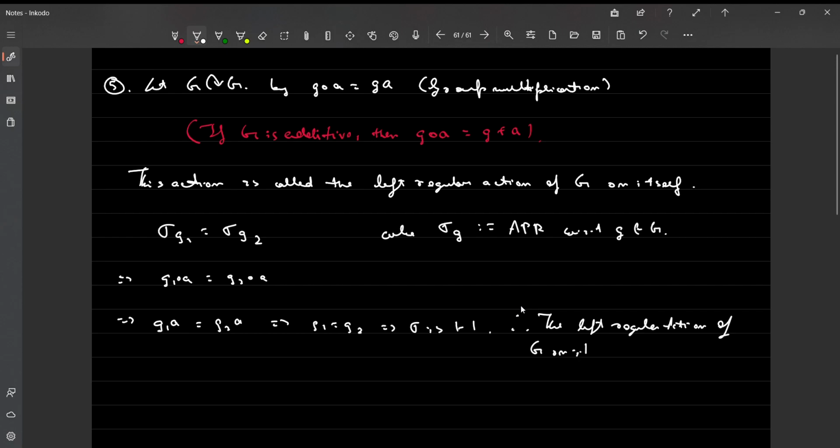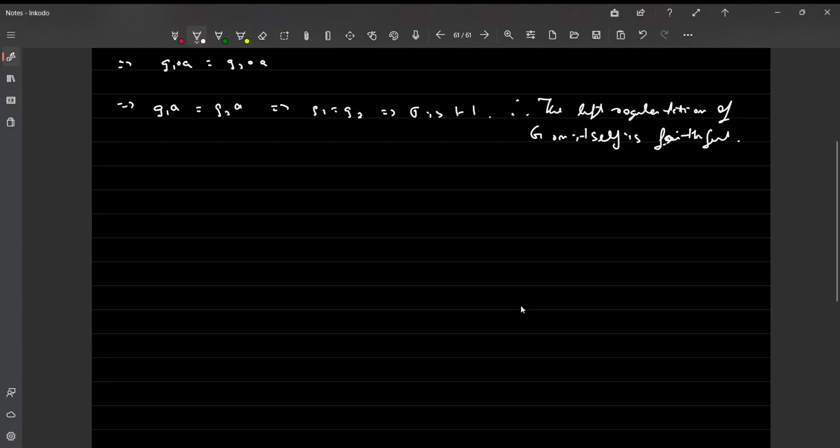Therefore, the left regular action of G on itself is faithful. Clear?